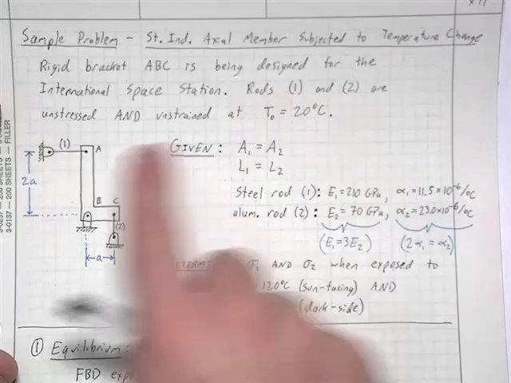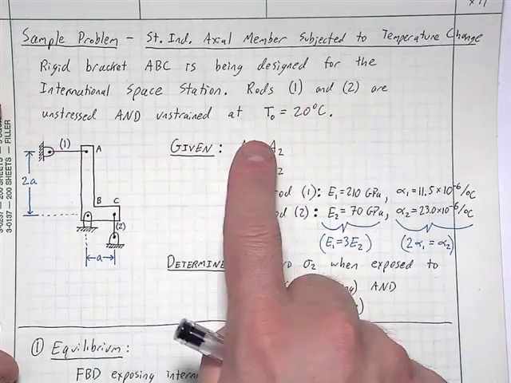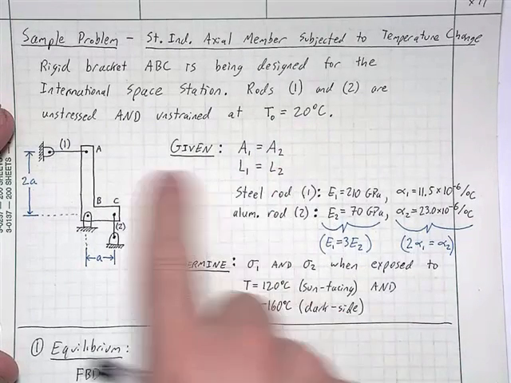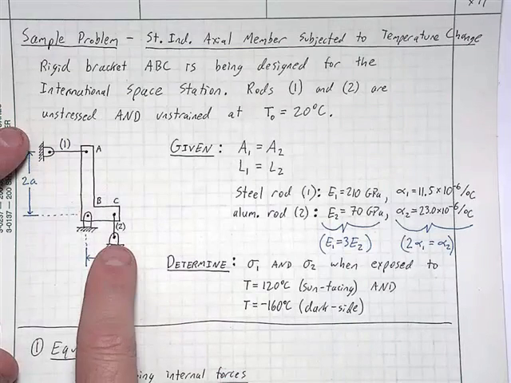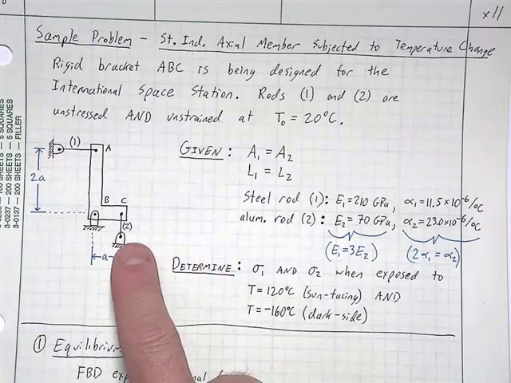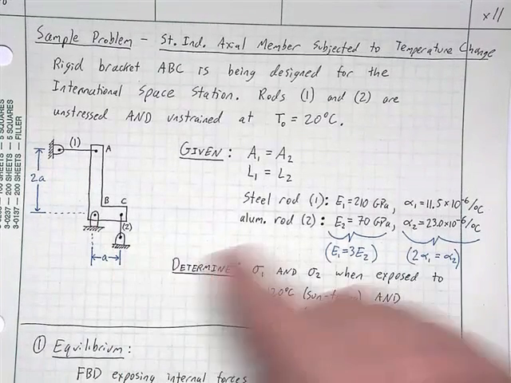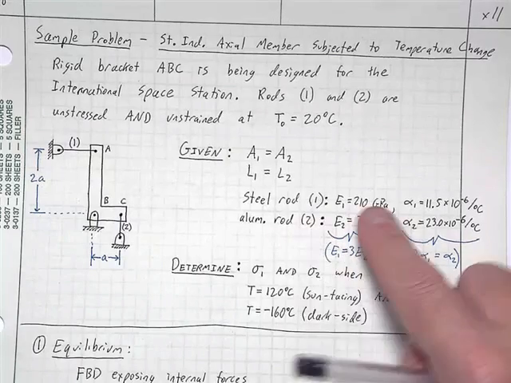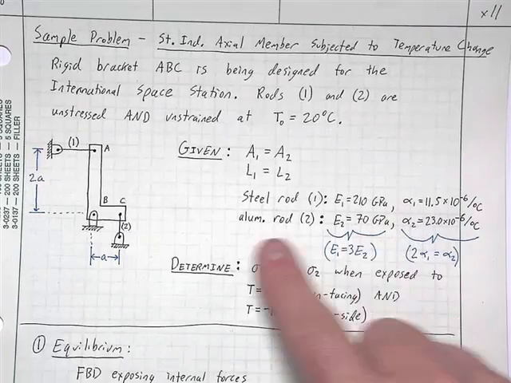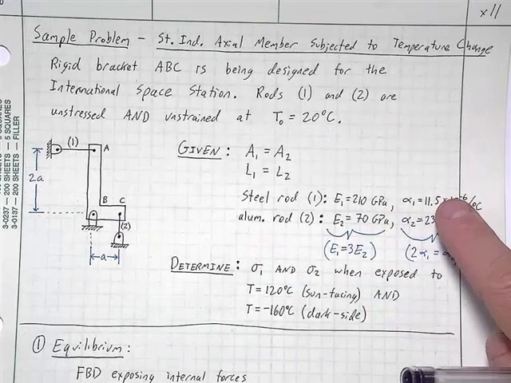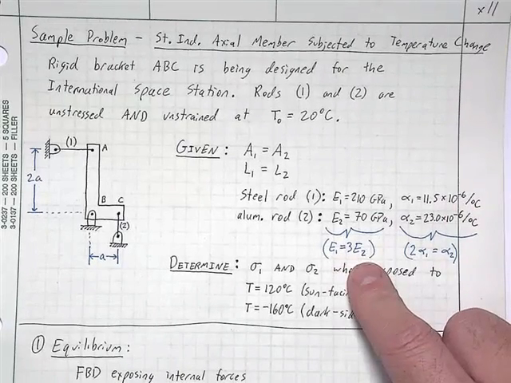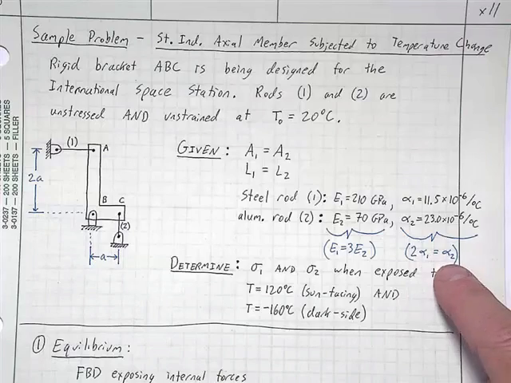It has rods 1 and 2 that are unstressed and unstrained at the original temperature of 20 degrees Celsius. All right, we're given that they have the same cross-sectional areas and the same lengths, but 1 is a steel rod and 2 is an aluminum rod. And it's such that the steel rod has 3 times the elastic modulus of the aluminum rod, but half the thermal expansion coefficient. Okay, so E1 equals 3E2, and then alpha 2 equals 2 alpha 1.